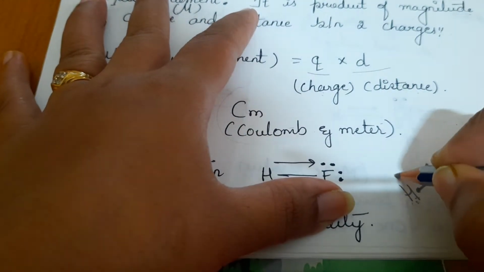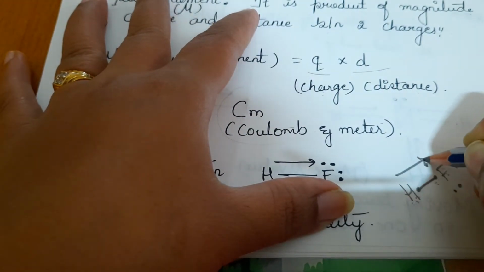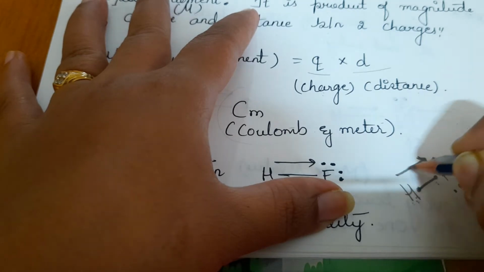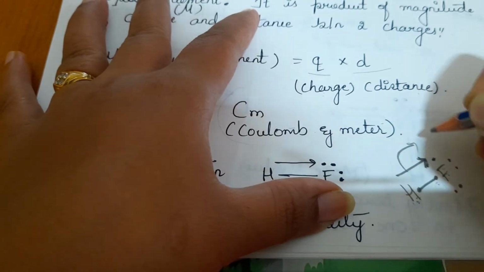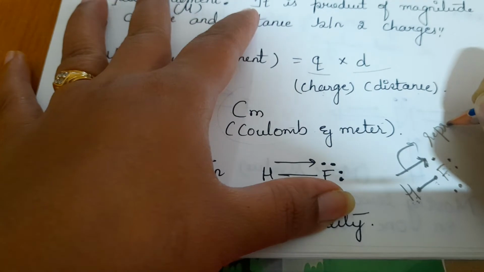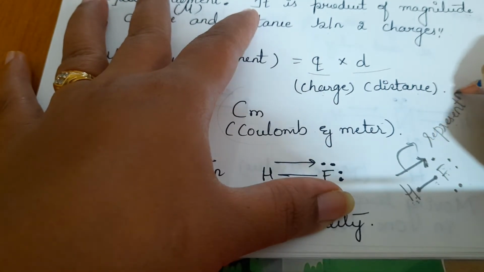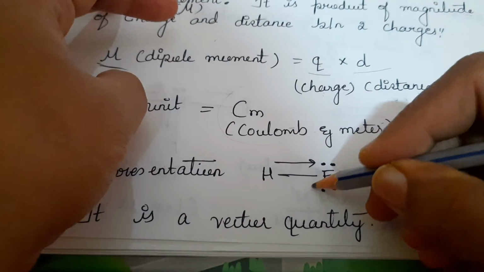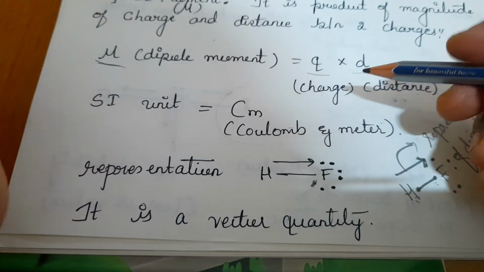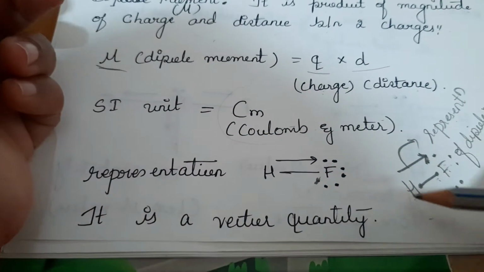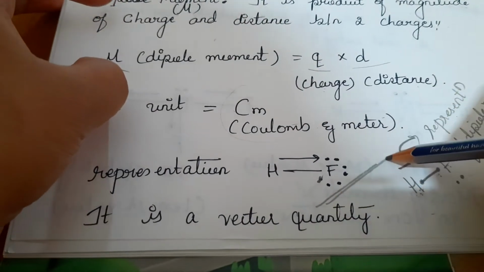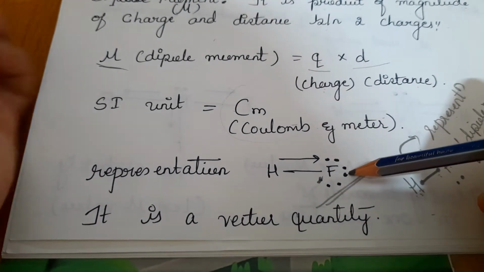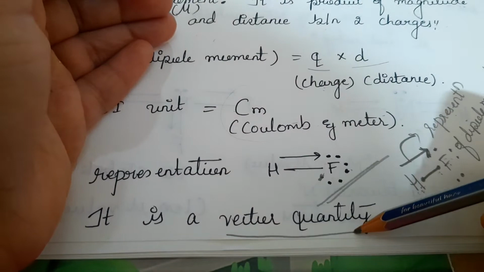Then if you put the double-headed arrow in this direction, this is referred to as the representation of dipole moment. Like this we will be showing the dipole moment in a given molecule. Then the dipole moment is considered to be a vector quantity.